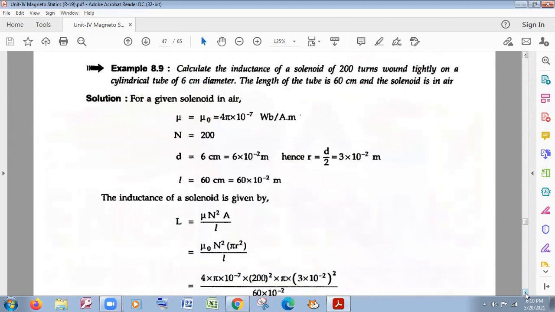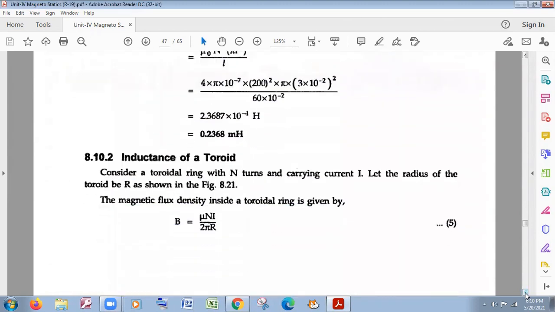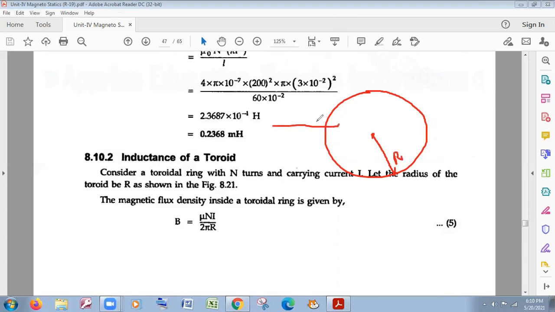The second one I told is the inductance of the toroid. Inductance of the toroid, my dear students. The toroid has a ring with radius R, and the current passes through it, having a number of turns like this. The toroid ring with the radius of capital R.